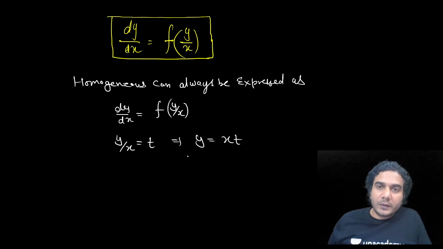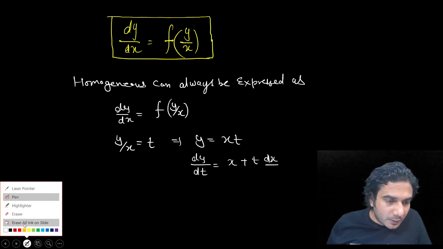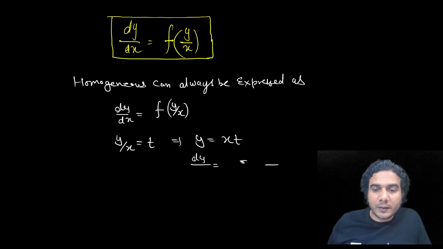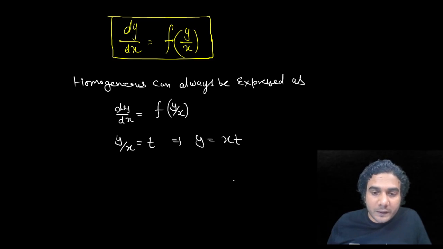Then what you can do is differentiate it, so you'll get dy by dt... Oh, I'm sorry. We need to differentiate it with respect to x. I was differentiating it with respect to t. We are putting y is equal to xt, so we need dy by dx in terms of dt by dx. So we need to differentiate it with respect to x.